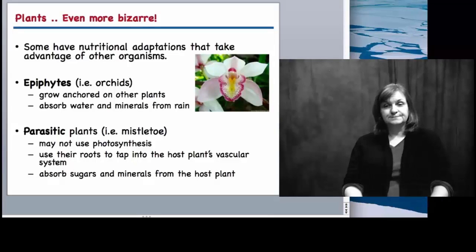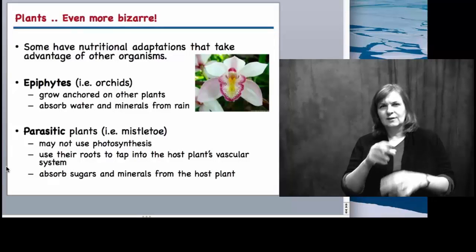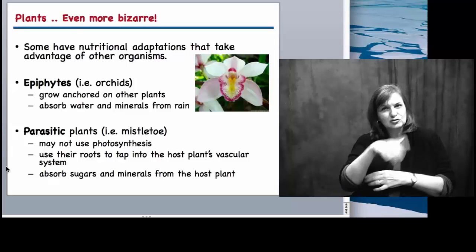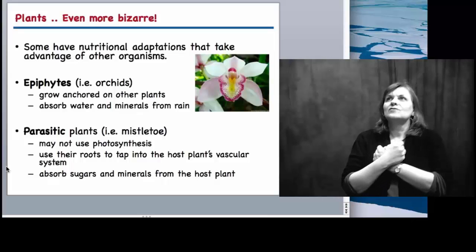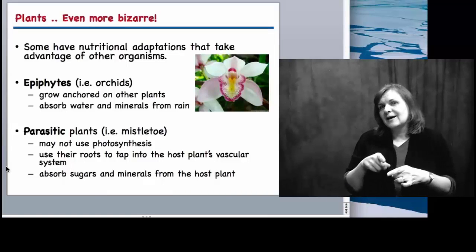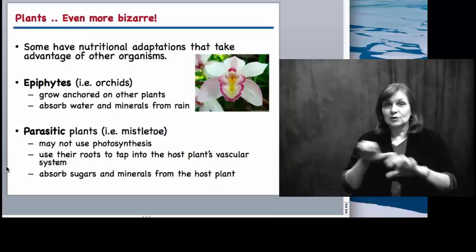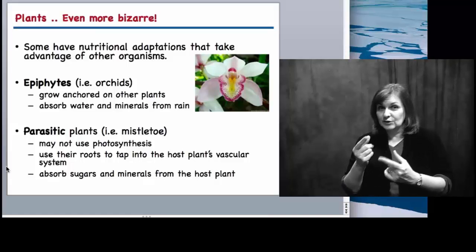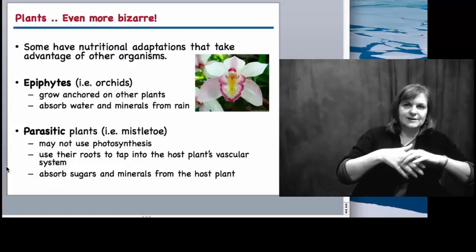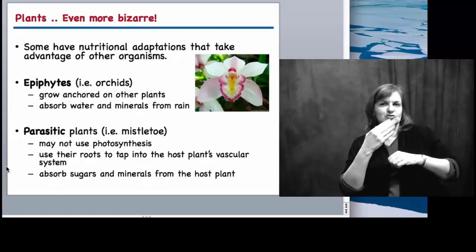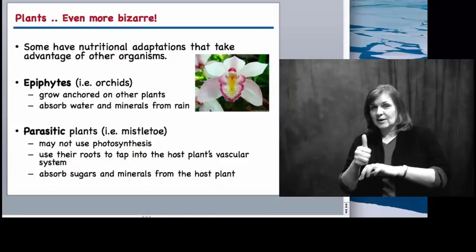Okay? So another one, parasitic plants. The most common one that you would know of here is mistletoe. We think about mistletoe at Christmas time as being this wonderful kind of loving symbol around the holidays. Turns out that parasitic plants such as mistletoe typically do not do their own photosynthesis. They simply push their roots into the roots and into the vascular system of other plants and just steal the sugars and minerals from the host plant directly. So they're doing nothing on their own to produce their own foods.